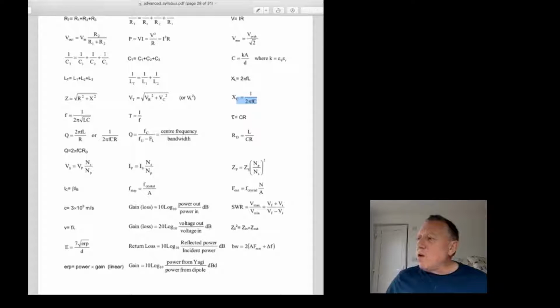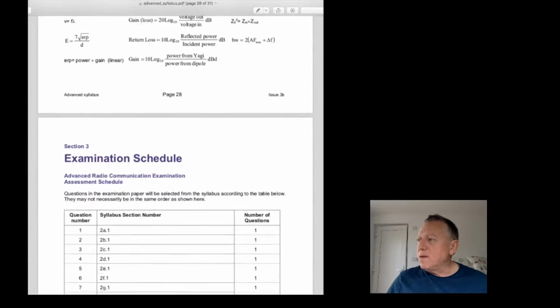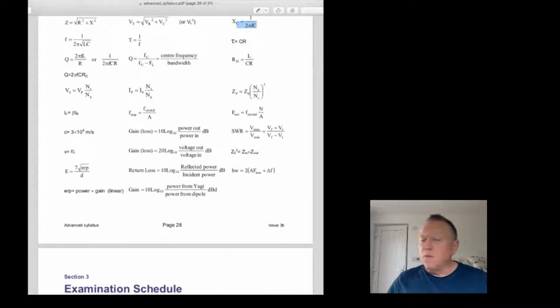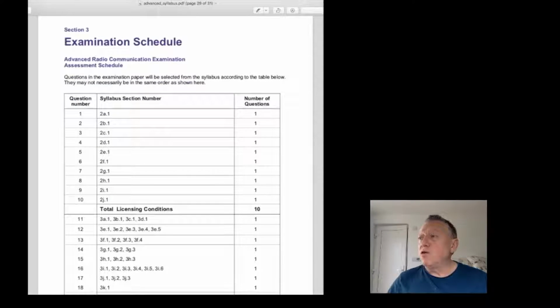Right, so today we're going to go on and have a look at the remaining equations. I hope to go through them, at least most of them, before the end of this video. And I'm taking the equation sheet here from the syllabus, which you should all have downloaded by now from the RSGB site. Remember, the syllabus will be changing next year, so it'd be nice to get through this exam before the changes take place. So here we have it then, the Advanced Radio Communication Examination schedule as well.